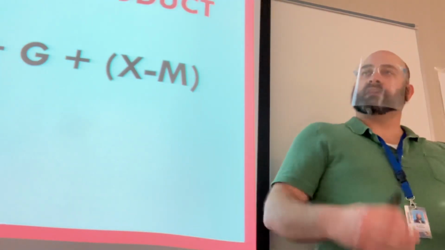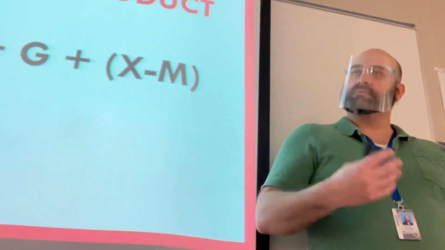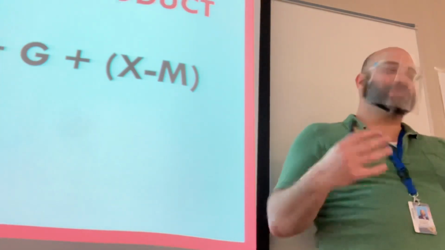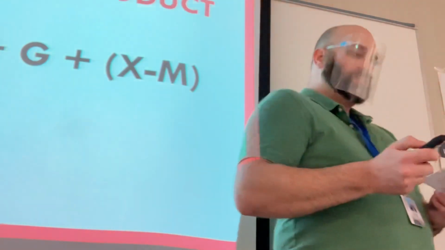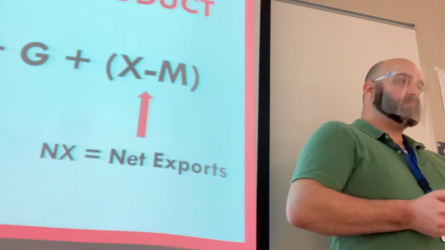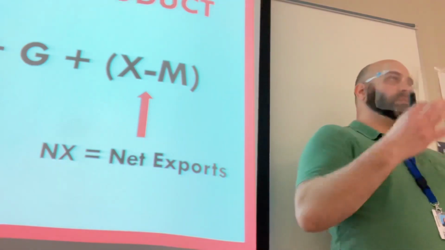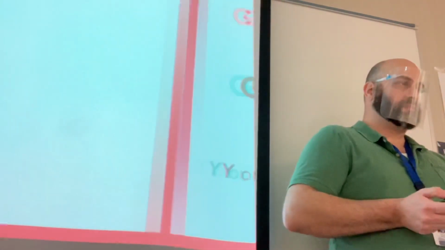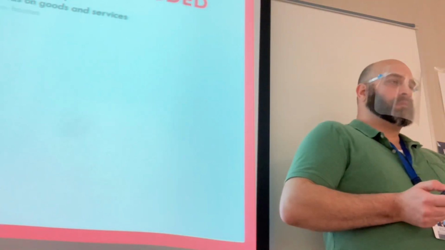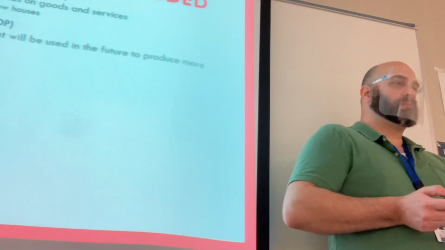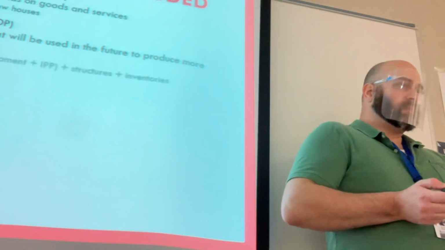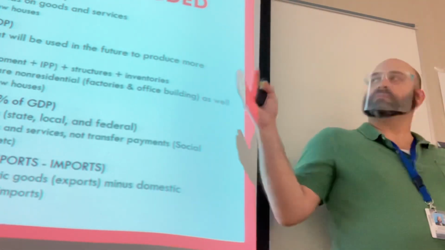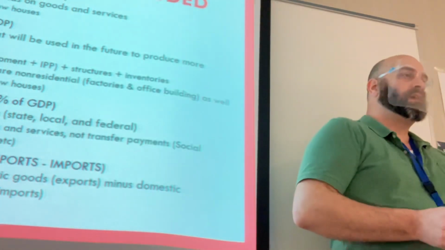So X is exports, M is imports. So we subtract the imports from the exports. Yeah, great job. And then sometimes the GDP is also called the Y or the output in the equation. So we kind of talked about these already. These are the letters in the equation that we just went over.